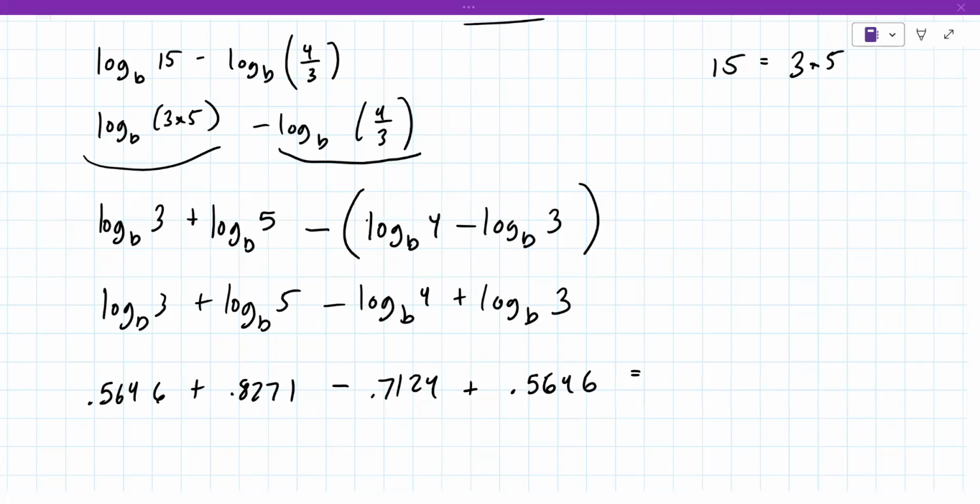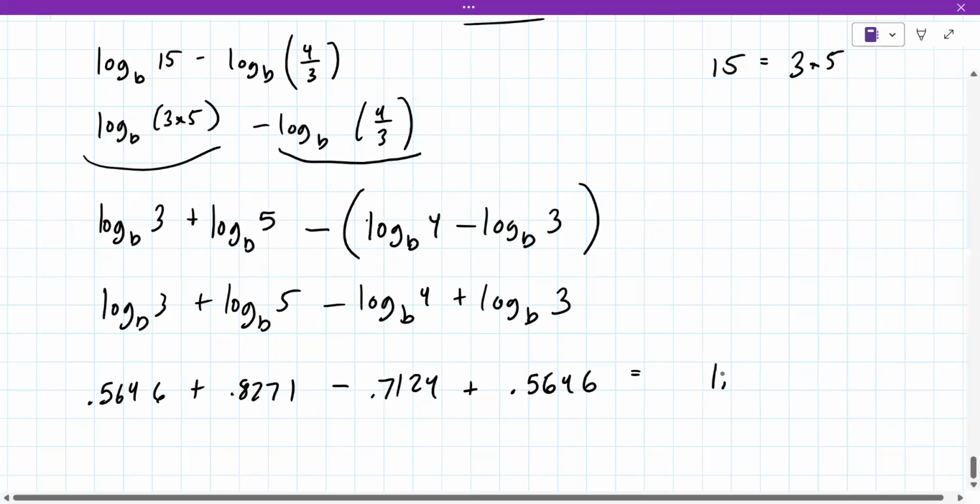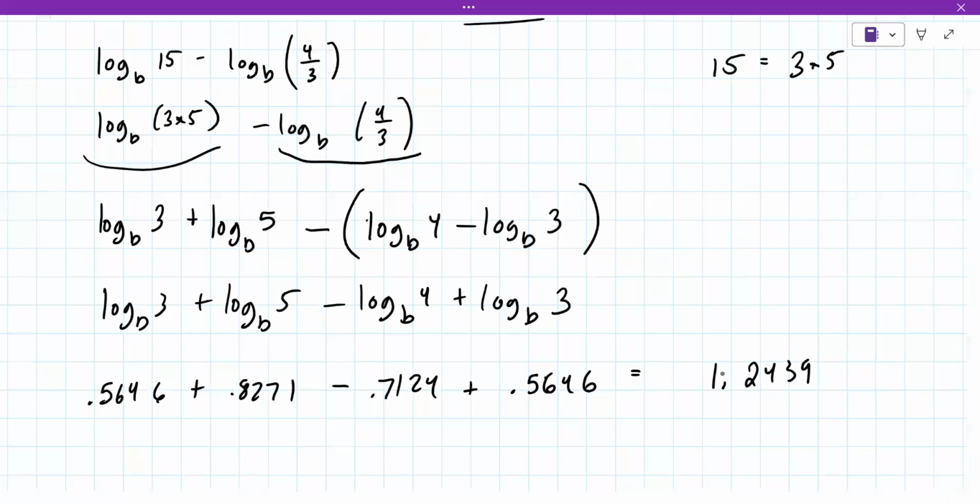Because we're basically running out of time, I'm going to do that as well and give you the result here so we can finish out this problem and not be stuck in the middle. 1.5646 plus 0.8271 minus 0.7124. So this answer is meaningless. It's just a number, so don't take too much away from that value.